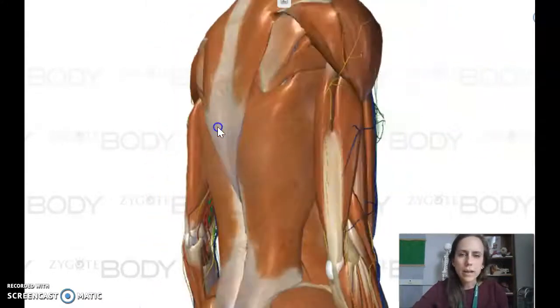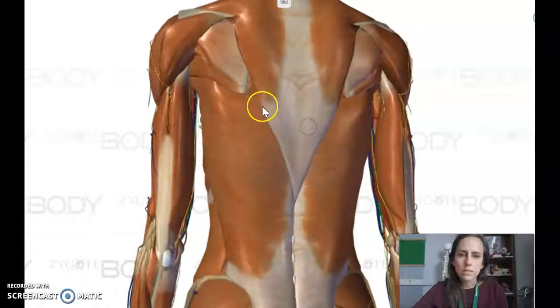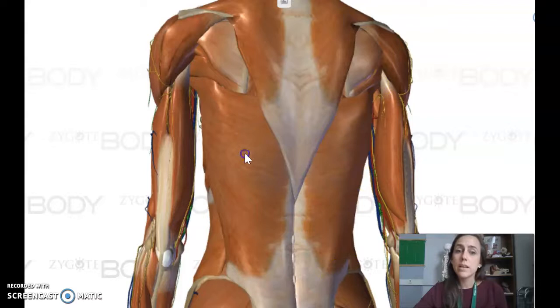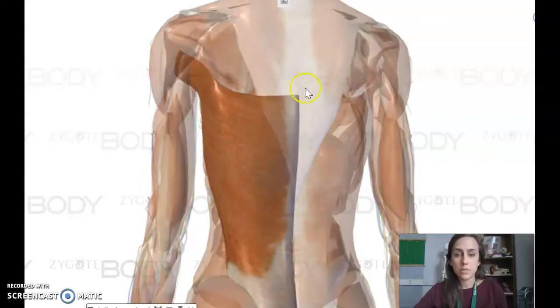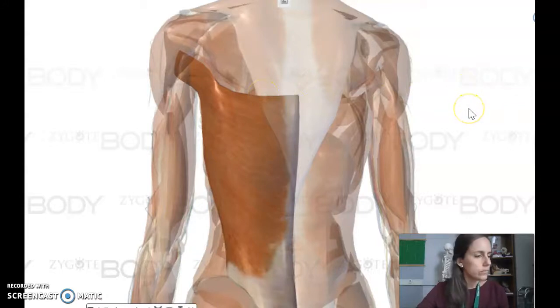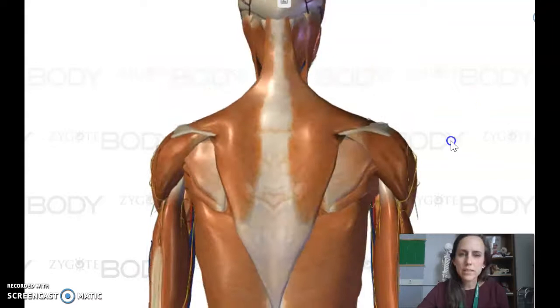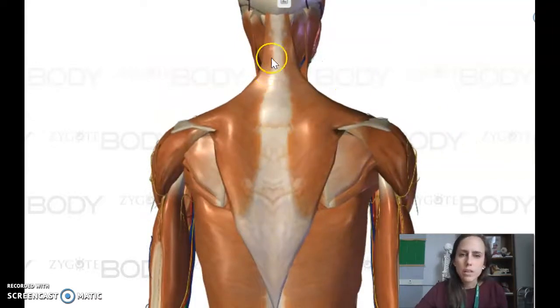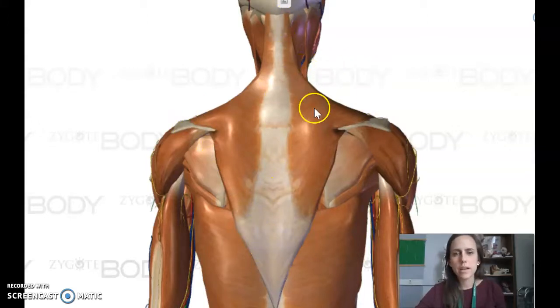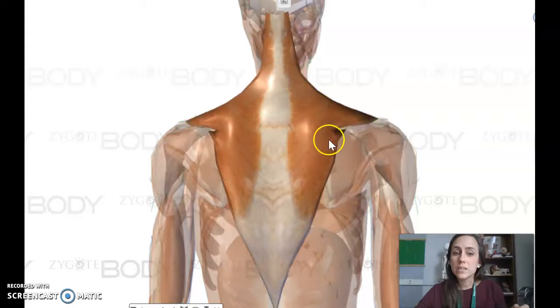Moving on to the back. This very large fan-shaped muscle on either side is your Latissimus dorsi muscle. We're going to stay on the back side of the body here. This very large triangular shaped muscle here, and then on the opposite side, those are your trapezius muscles.